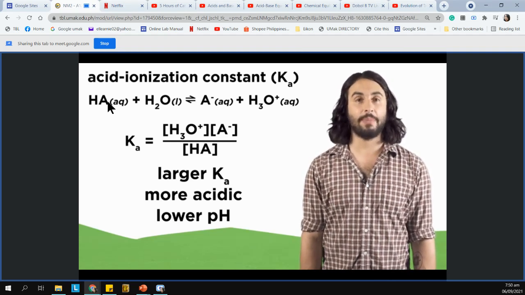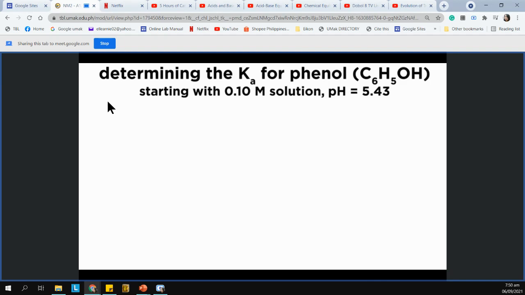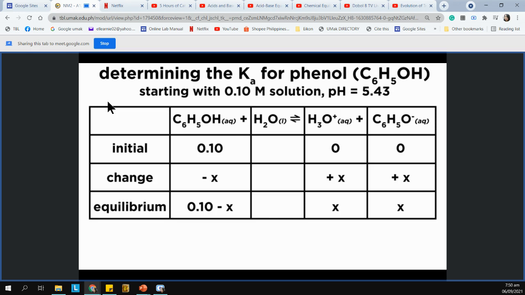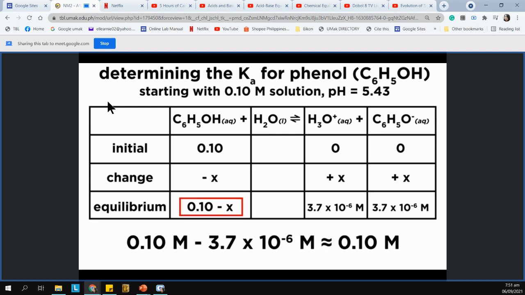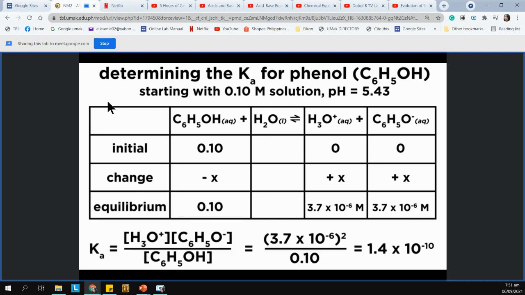We can determine Ka experimentally. Let's say we want to know the Ka for a weak acid like phenol. We can set up an icebox just like the kind we already know. We can use the pH to calculate hydronium concentration and therefore also the concentration of the conjugate base, since they are the same. As it happens, the change in initial concentration of the acid is so small that it's negligible, and we treat things as though none got used up. Plug these values into the expression and solve for Ka.